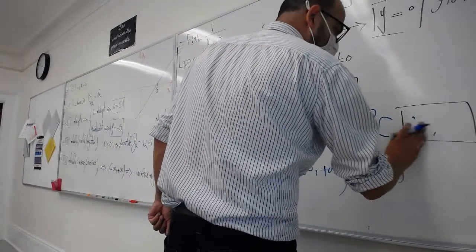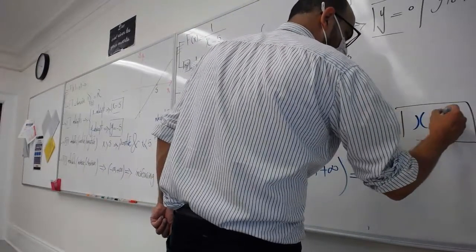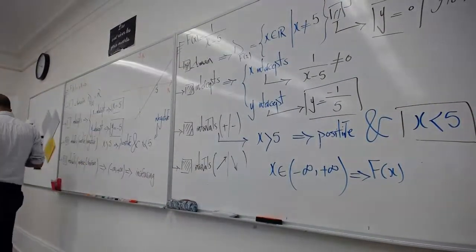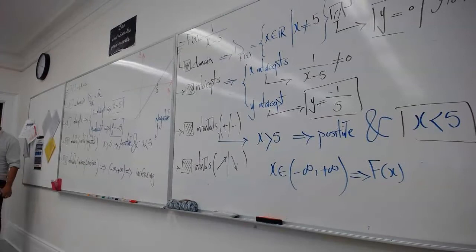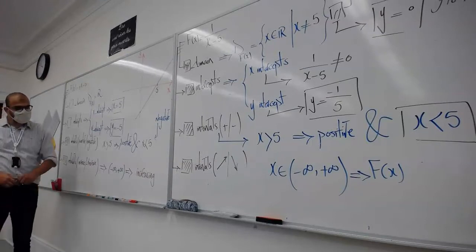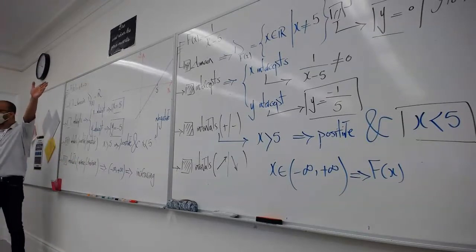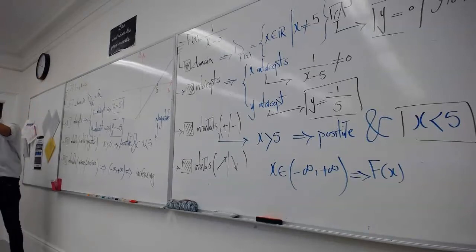and x less than 5, the function is negative. Because if something is positive, you flip it. This is still positive. Now, look at this one. I noticed that the function is always increasing along the x-axis. When I flip it, it becomes decreasing.